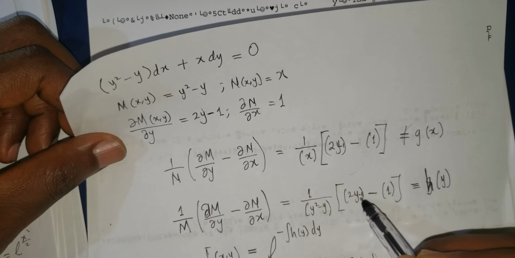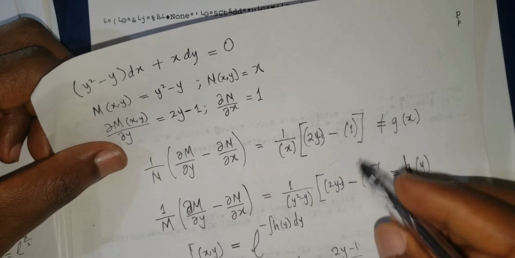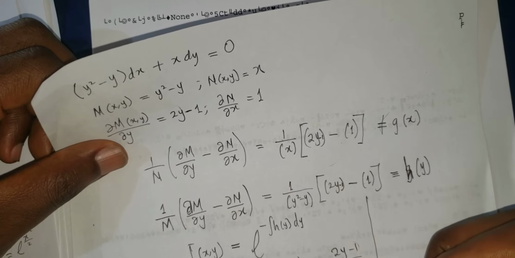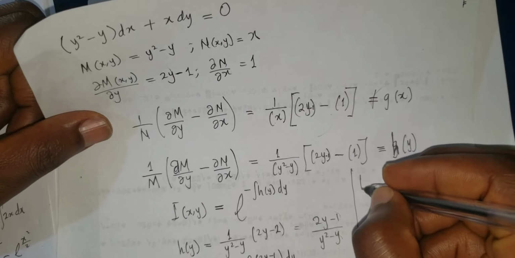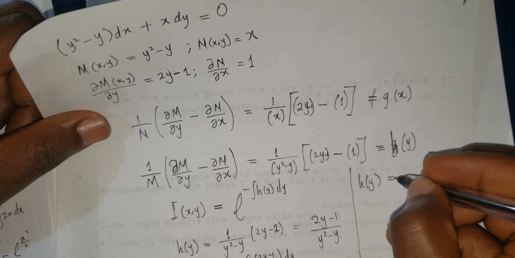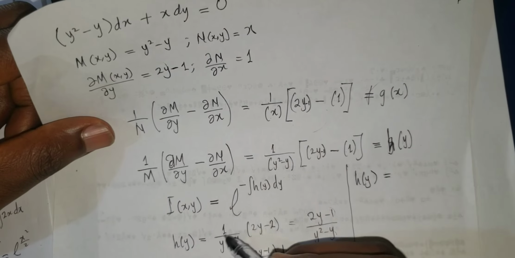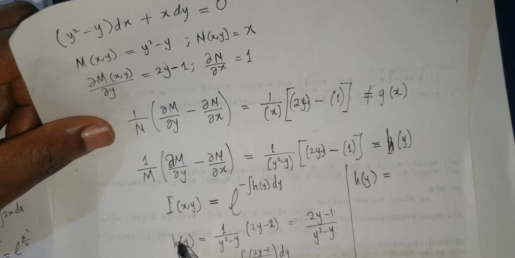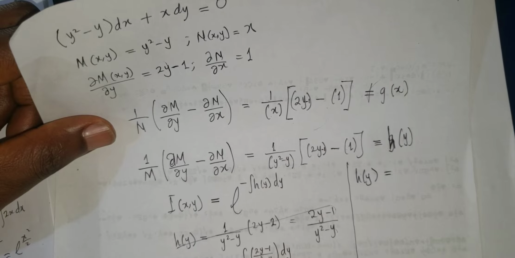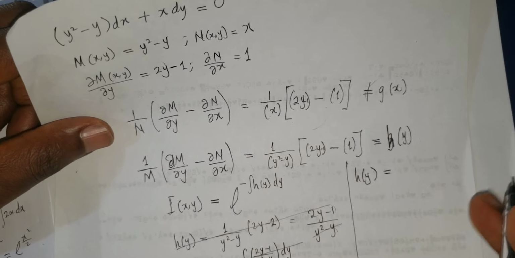So if this is 2y minus 1, at the end of the day, let me just correct that here. You can see that our h of y is actually not this expression that we had here before. So this is not correct, and I'm going to just cross that out.